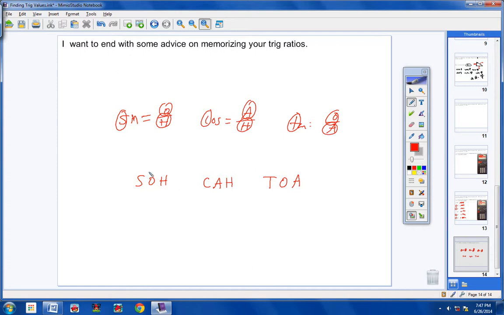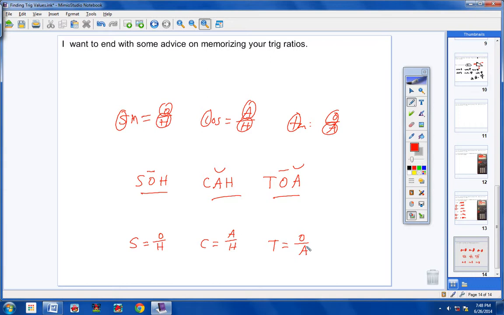And we always say soh, cah, toa. Okay? Long O's, short A's. So if you can remember this catchy little expression, SOHCAHTOA, then you'll remember soh, sine equals opposite over hypotenuse, cah, cosine equals adjacent over hypotenuse, toa, tangent equals opposite over adjacent.